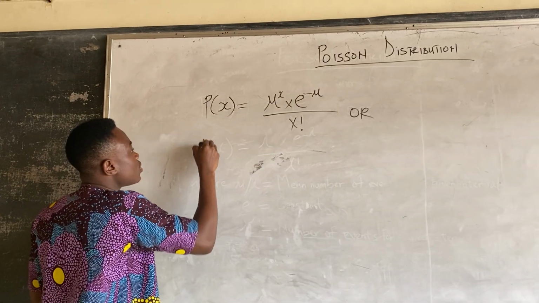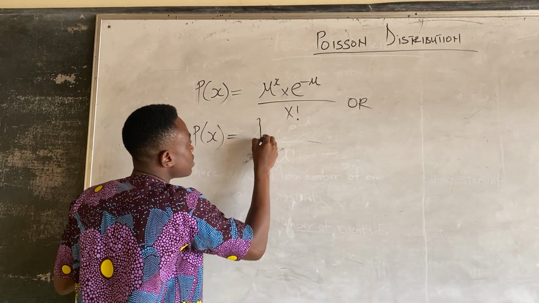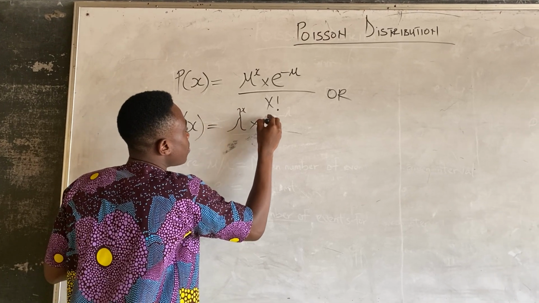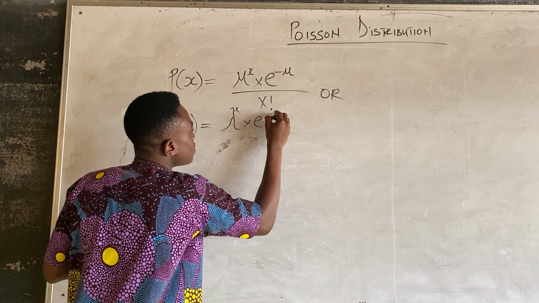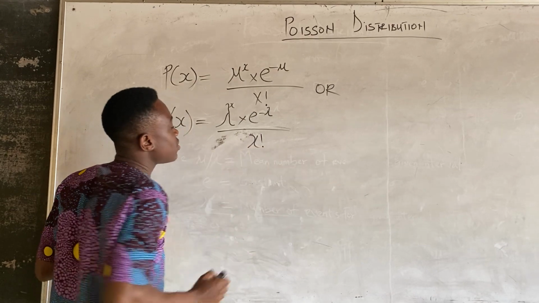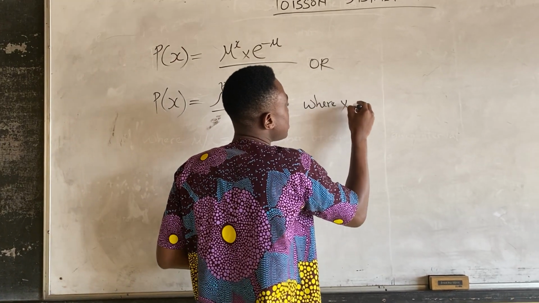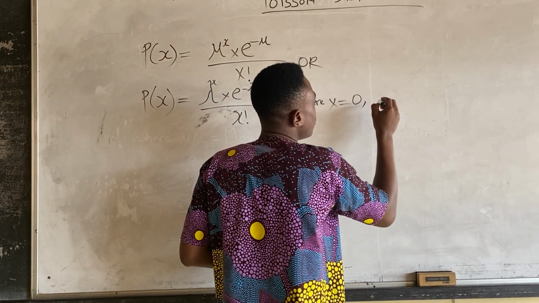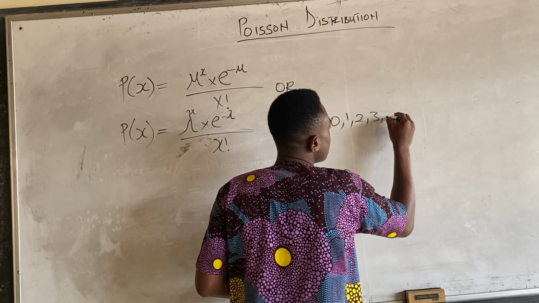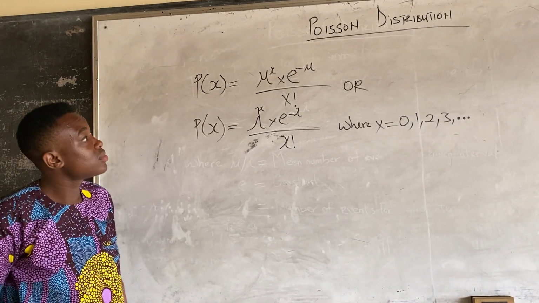Or for any random variable x, the formula for Poisson is given as lambda exponent x multiplied by e exponent minus lambda all over x factorial, where x ranges from 0, 1, 2, 3, and so on. So the formulas are the same.